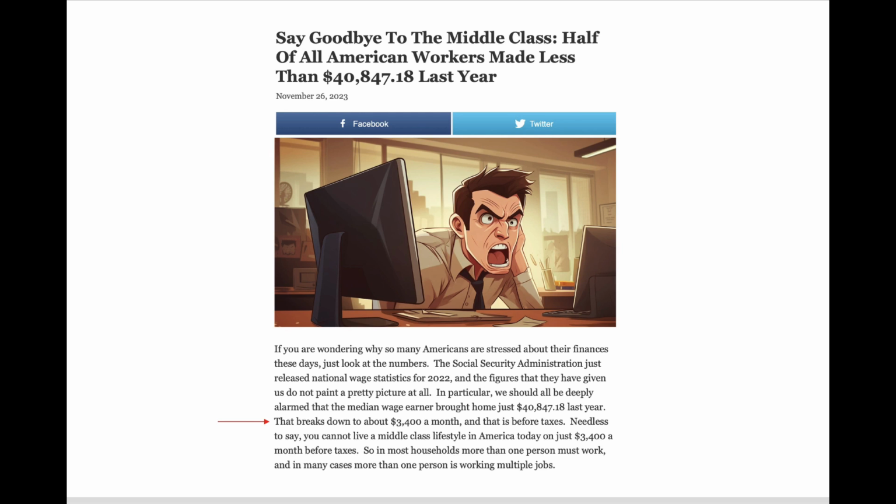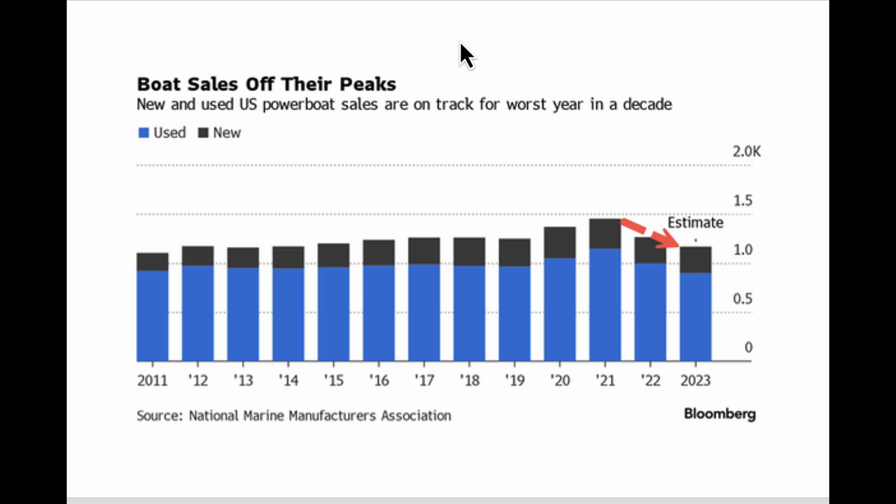Another leading indicator is boat sales. Believe it or not, boat sales right now, both new and used, are showing the worst track record in a decade. That is a leading indicator from Bloomberg right there, thanks to the National Marine Manufacturers Association.